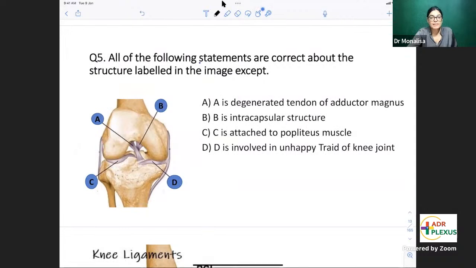So I got an answer A. Okay, I'm getting an answer AC. Let me just check. C is attached to popliteus muscle. Okay, A and C. So I'm getting a mixed bundle of answers.